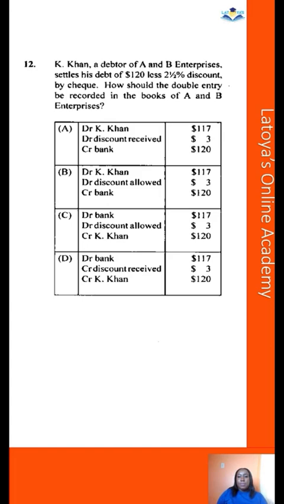Number 12. K. Khan, a debtor of A and B Enterprises, settles his debt of 120 less 2.5% discount by check. How should the double entry be recorded in the books of A and B Enterprises? So this business would debit bank $117 and debit discount allowed of $3 and credit K. Khan's account of 120. So this would reflect the double entry that needs to be recorded in A&B Enterprises.